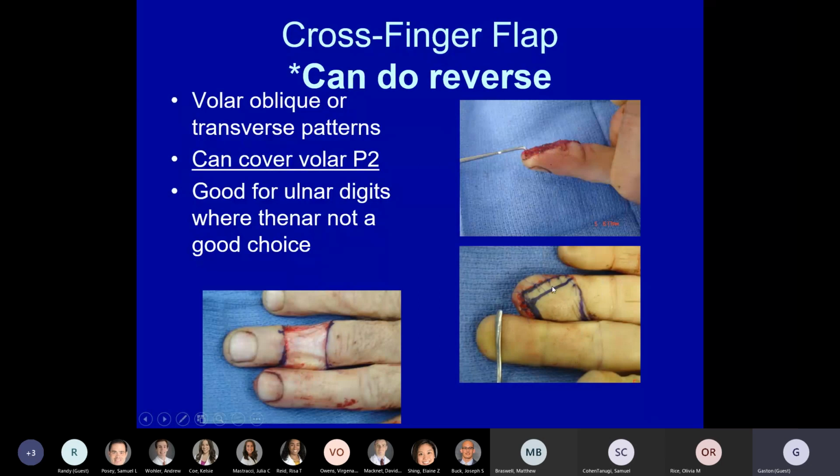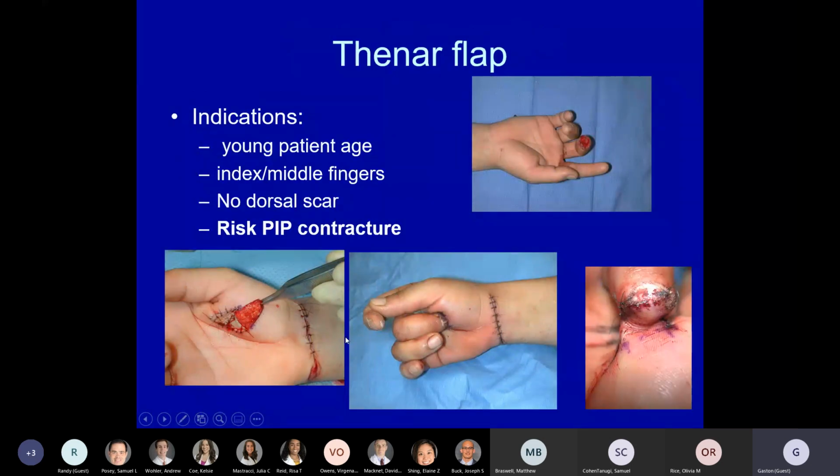Other things, a reverse cross finger would be a weird scenario where you need to cover back here on a digit. You can basically raise the skin like a cross finger from this finger, but then take the fat and the subcutaneous tissue to cover up the other digit and then put a skin graft on it. So that's been asked. That is the only reason I highlight that. Thenar flap. This is it. You're going to sew that digit into the skin at the base of the thumb. Contraindications are older patients because they'll get too stiff. The best fingers are the index and middle fingers because it's hard to reach your pinky finger all the way over there.